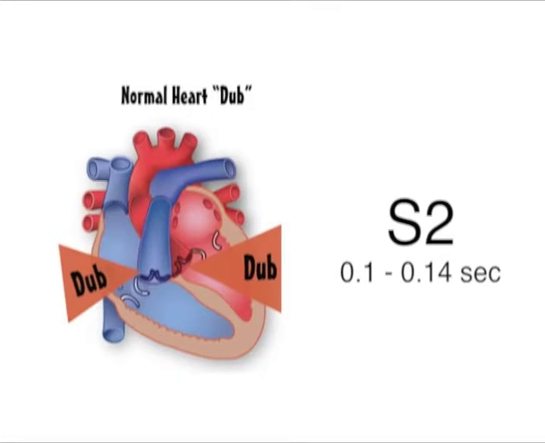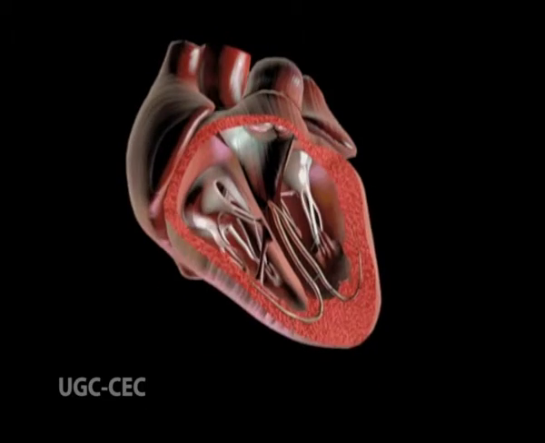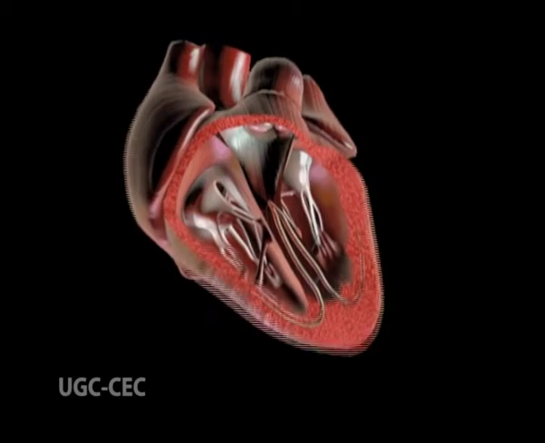The second heart sound is S2 and is produced by the closing of semilunar valves during ventricular diastole and is described as dub, lasting about 0.1 to 0.14 seconds. There is a pause after the second sound and the next heart sound. The characteristic rhythm of heartbeat is lub-dub, pause, lub-dub, pause.